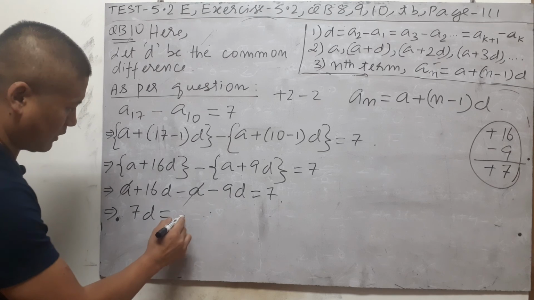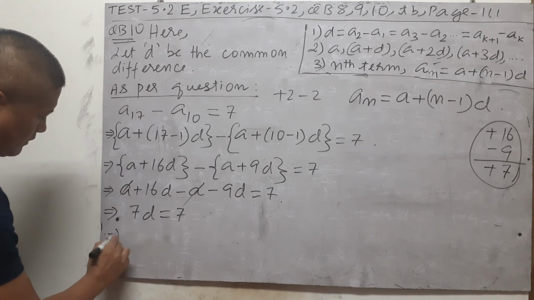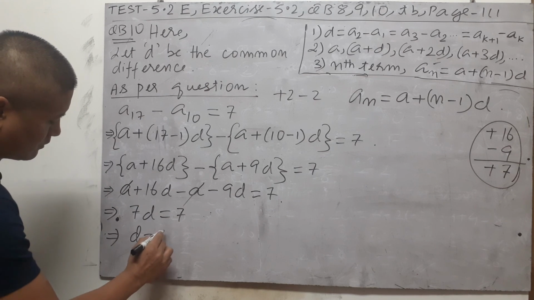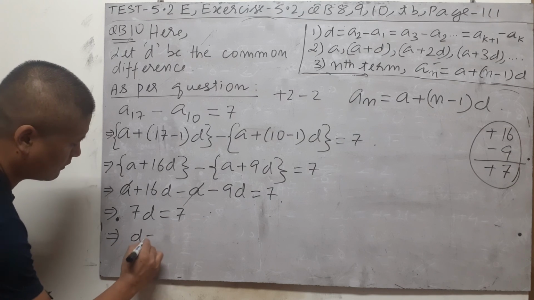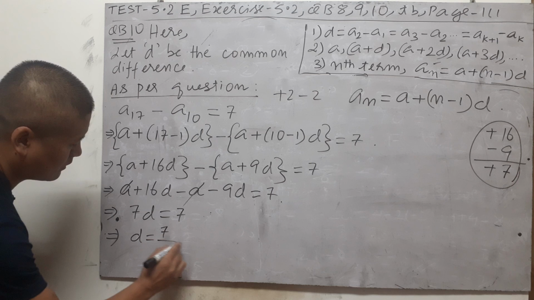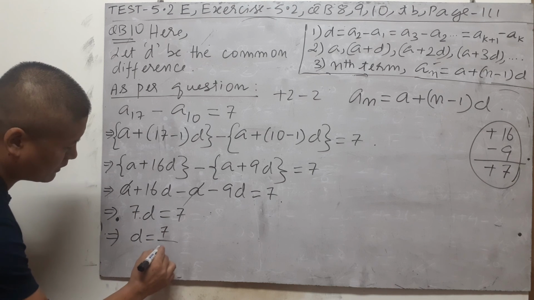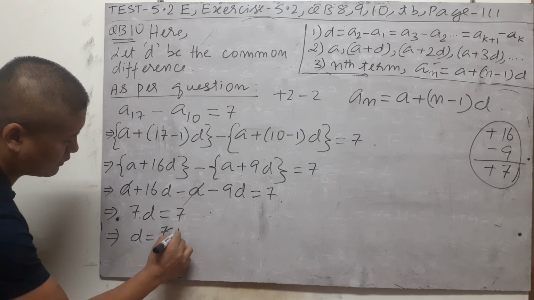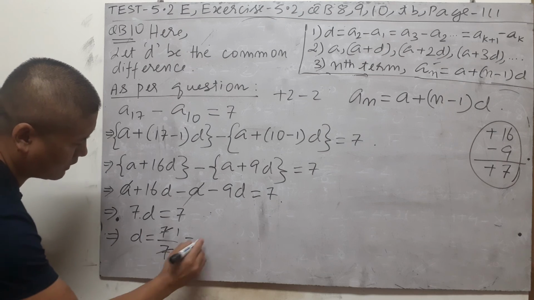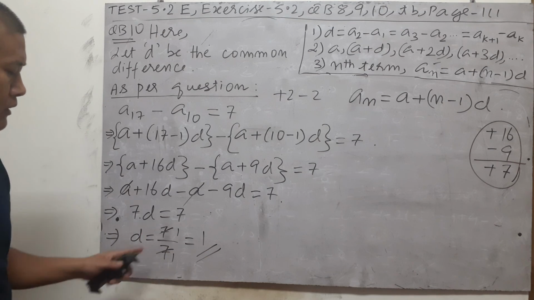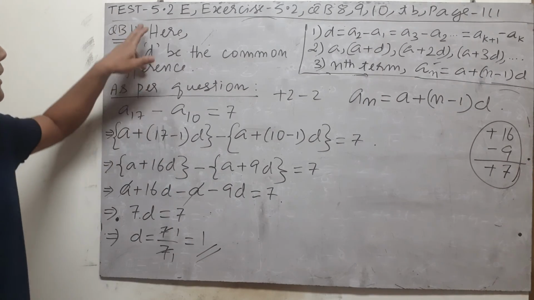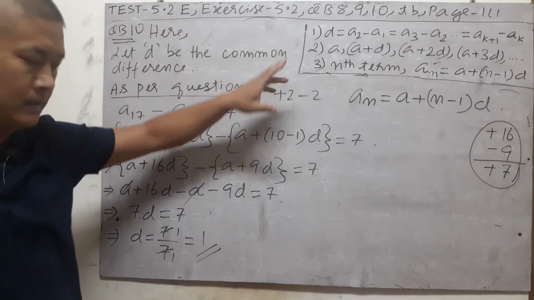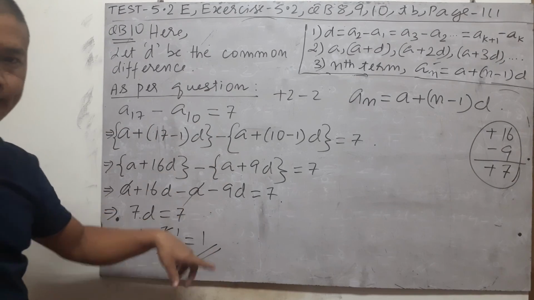You can write that on the left, is equal to 7. So that implies D will be equal to 7 over 7, because the 7 multiplying D shifts to the right side and comes down. 7 ones are 7, so 1 by 1 is 1. So the required common difference is 1. That's our answer. That completes this part of test 5.2E. I hope you got it right. Okay.